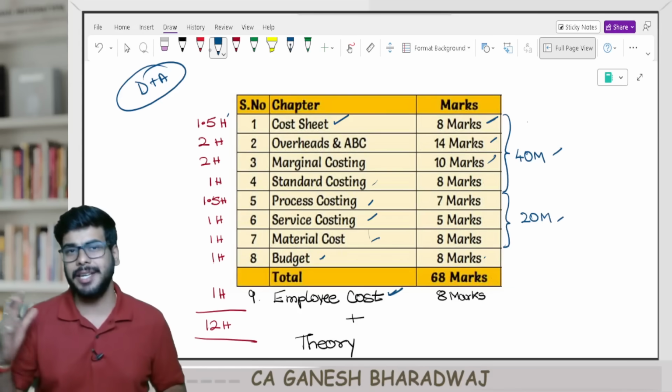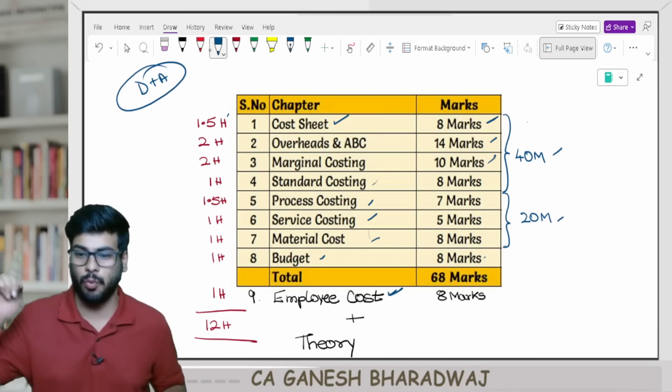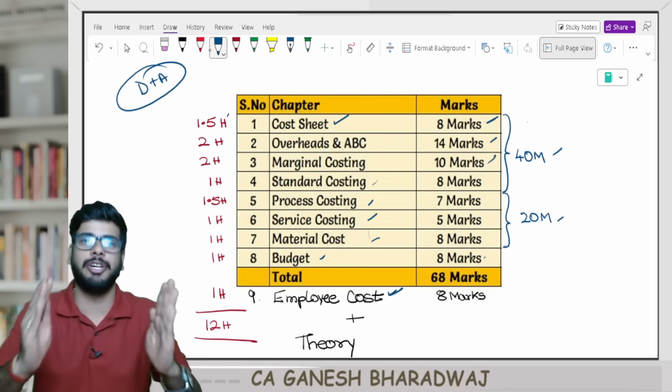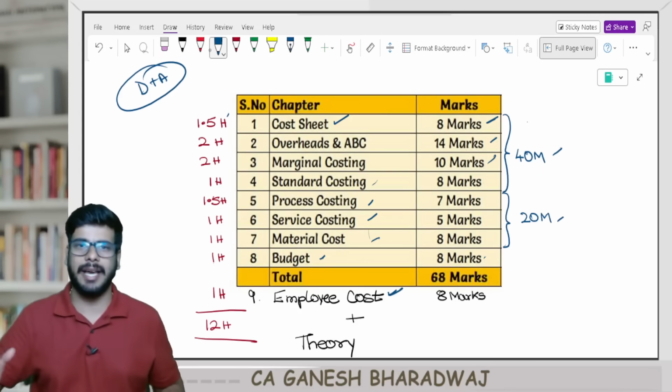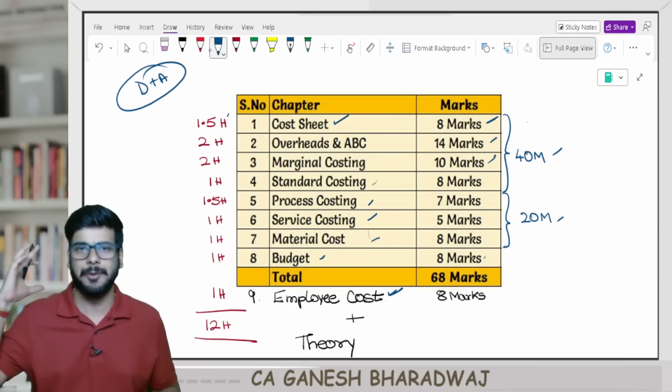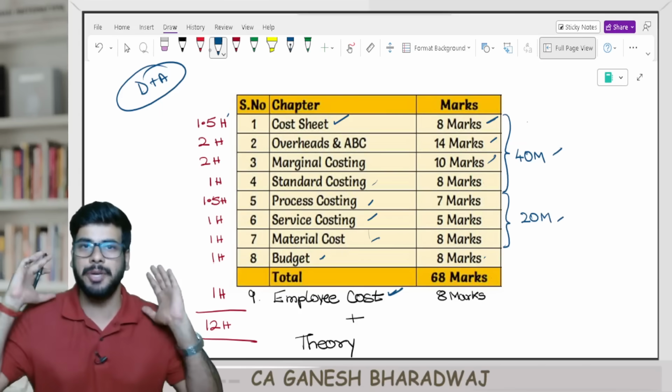Sir, are you asking us to omit the remaining chapters? That's not what I'm trying to say. Give priority to these chapters. Try to cover these chapters first. Then if you have extra time, focus on the remaining chapters. Clear with this, guys? This should be your mindset.